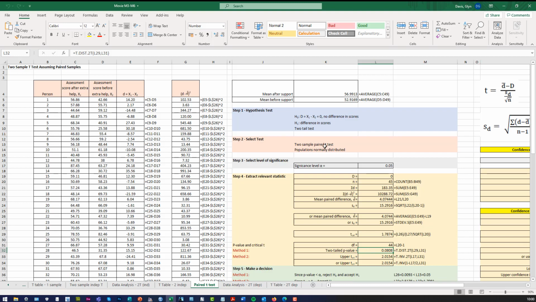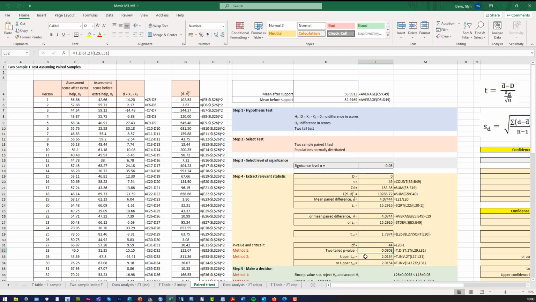Now remember, this is two-tail. We choose a significance level of 5%, which is 0.05. Our two-tailed p-value based upon the sample data comes out to be 0.08. That is just bigger than that, so therefore we say we can accept the null hypothesis, and the null hypothesis says that there's no difference in the mean difference between the scores. Okay, so we accept the null hypothesis that there's no difference in scores.